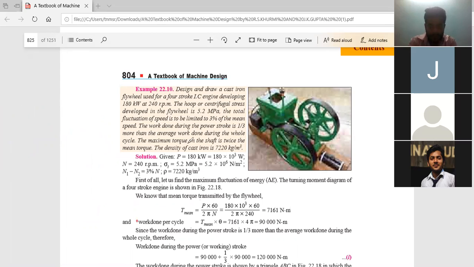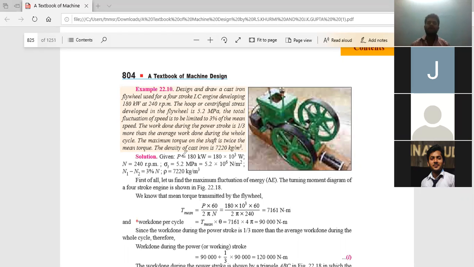Okay. The maximum torque on the shaft is twice the mean torque. That means T max is given to me: T max is equal to 2 times the T mean torque. Fine. Density of the cast iron, that means rho, is given to you as 7220 kg per meter cube. Fine. We need to design and lastly draw the flywheel.